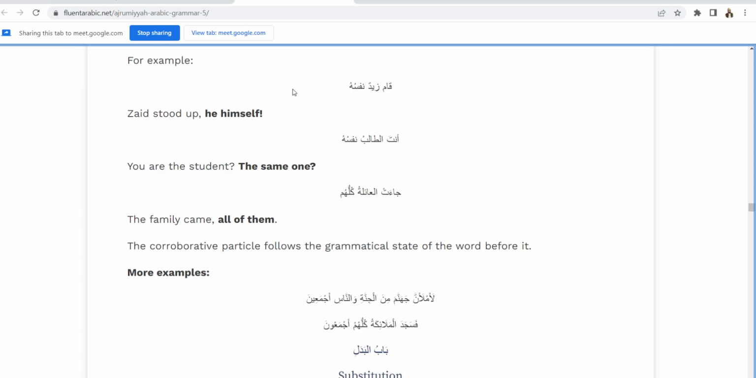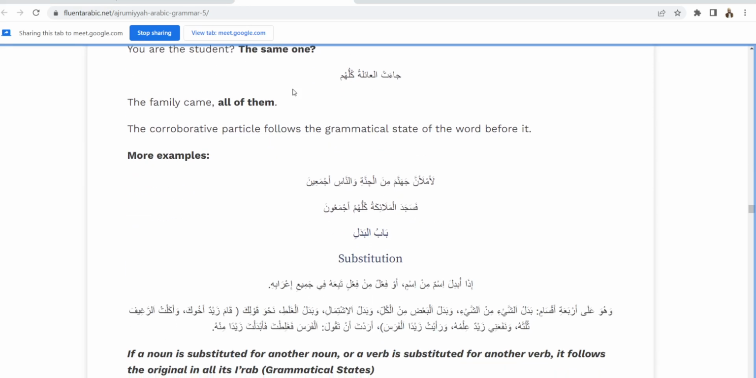So this is emphasis. Now the emphasis harf follows the grammatical state of the word before it. Like he says here, لأملأن جهنم من الجنة والناس أجمعين. So if we delete and put it in a very simple way, لأملأن جهنم.